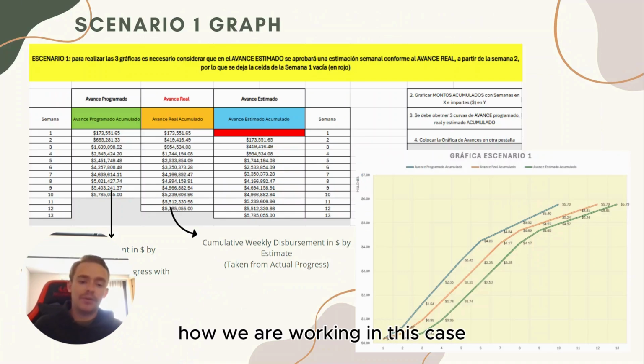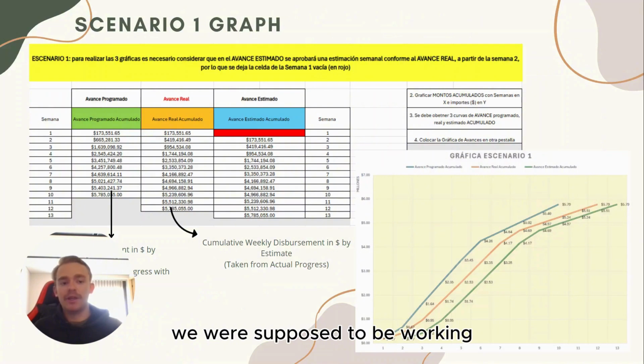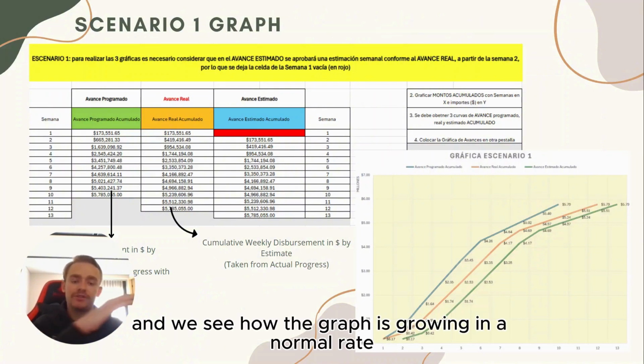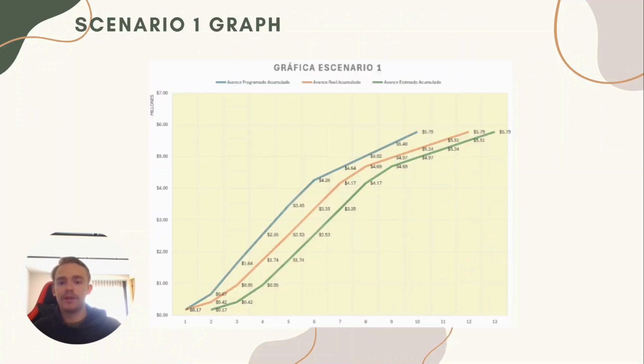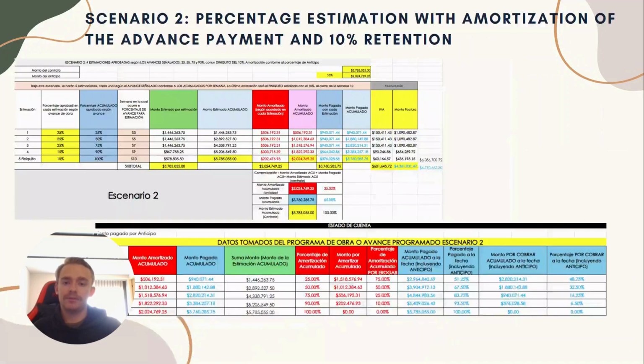In this case, we see the amount that we're getting paid and the weeks we're supposed to be working, and we see how the graph is growing at a normal rate. Here's a better understanding and the visual representation of these graphs.